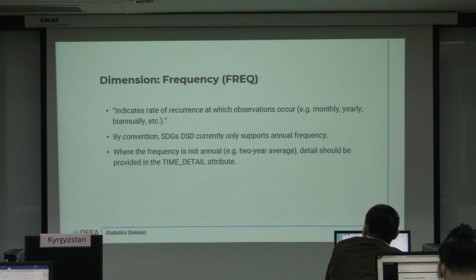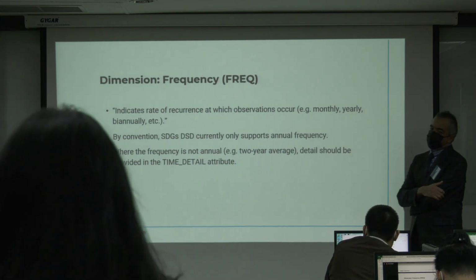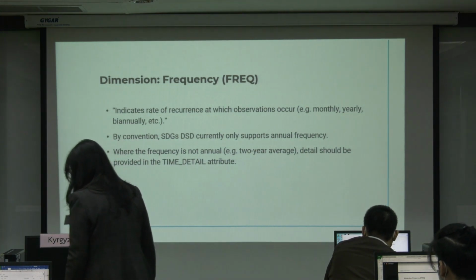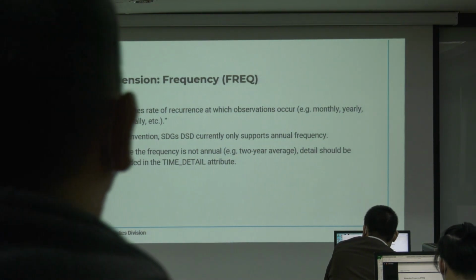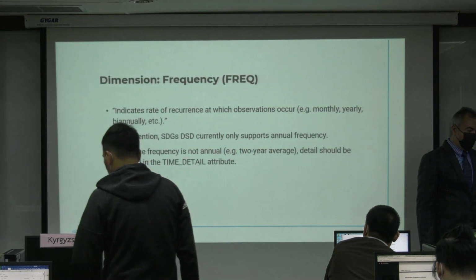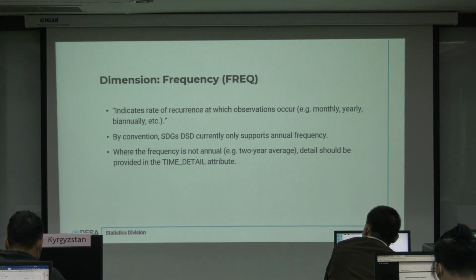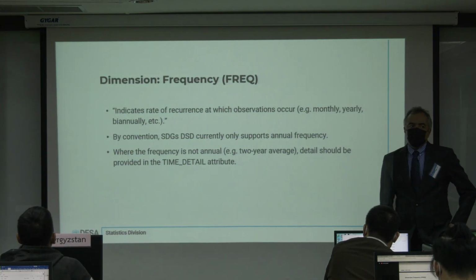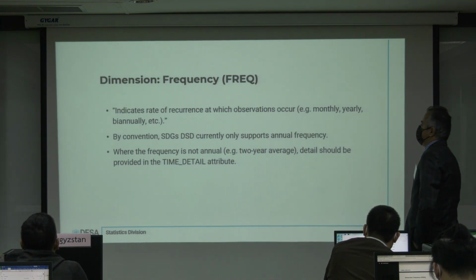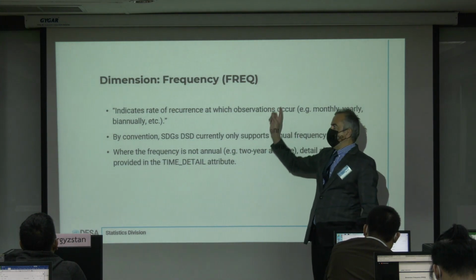So, before the break, we started talking about the SDG data structure definition, how it came about. And now, very quickly, let's go over the SDG DSD. And let's start with dimensions. The SDG DSD has 16 dimensions. And the first one is frequency, FREQ.